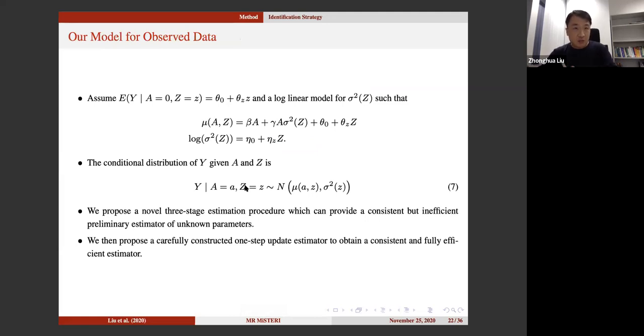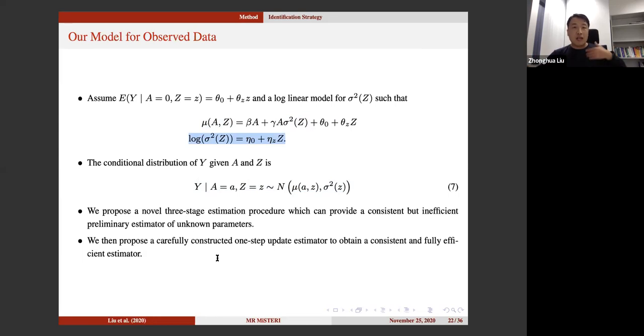Now, here is the statistical model. Suppose we have data and we want to estimate those parameters. We want to build a model. So we build a linear model for the causal effect. Here is the mean, which is beta times A, the exposure, plus gamma, plus theta 0 plus theta 1 times the SNP IV. And we propose a log linear model for the variance, because the variance is non-negative, so we need this log linear model. So we have these two models. Based on these two models for the observed data, we have this conditional distribution of Y given this, which is a normal distribution with this mean and with this variance specified in this model. And we have this normal data for the outcome.